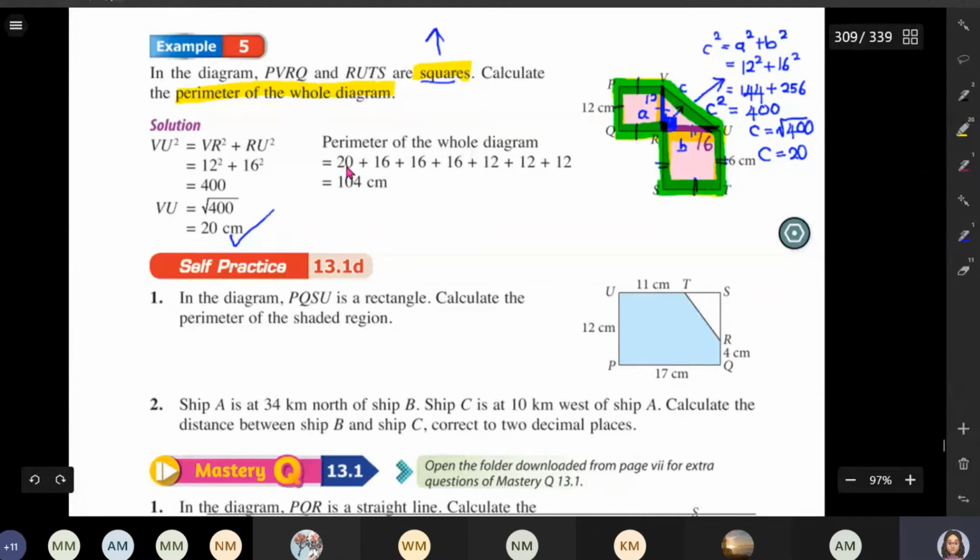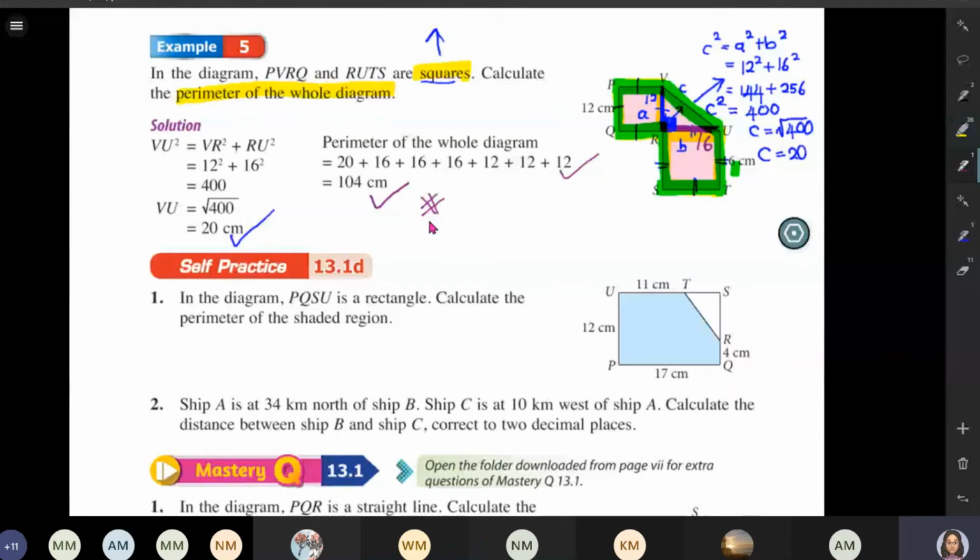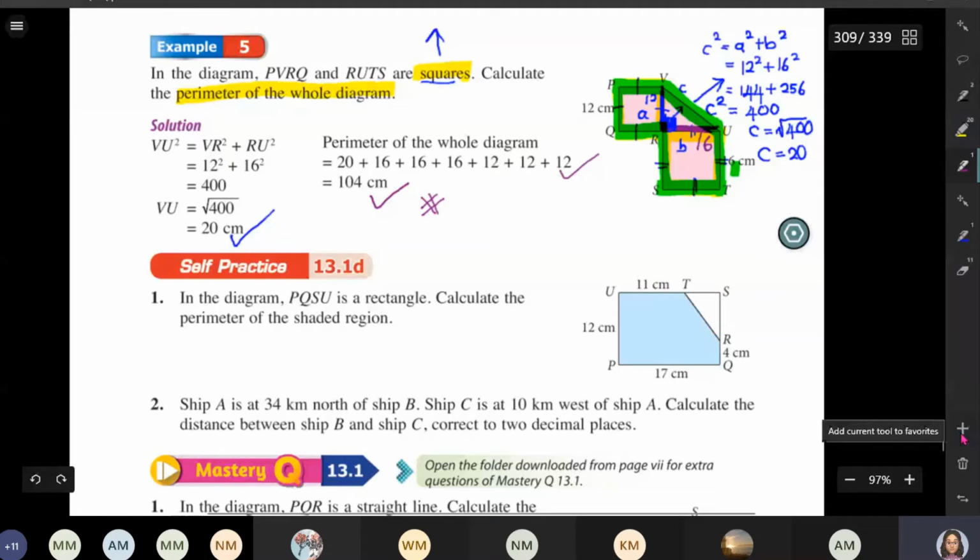So they started with 20. So 20, 16, 16, 16, 12, 12, 12. The sum of this gives you 104 centimeter. Okay tak? Senang kan? It's actually easy, right? What do you think, class? Do you think it's easy? Okay, I think yeah, right?